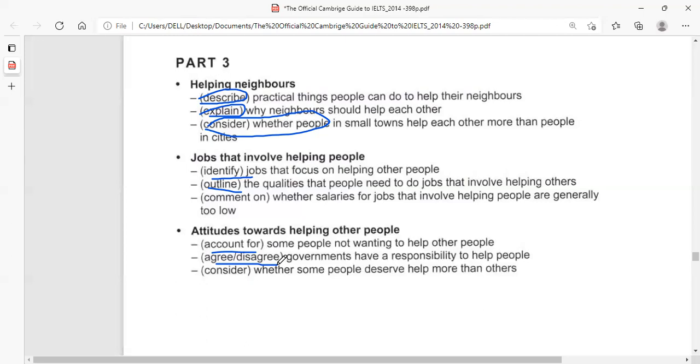Right? So in these questions, if you just give your point, it won't work. If you're just giving your point and moving on, it won't help. You have to explain it. What I'm trying to say is that if you look at describe practical things people can do to help their neighbors, you have two practical things. It's not that you mention those two practical things and move on. No. You mention one practical thing, okay, and then you also have to justify why you picked that practical thing. How will that benefit the neighbors, or how will that benefit an individual doing that for their neighbor? And then if possible, you can even give evidence.